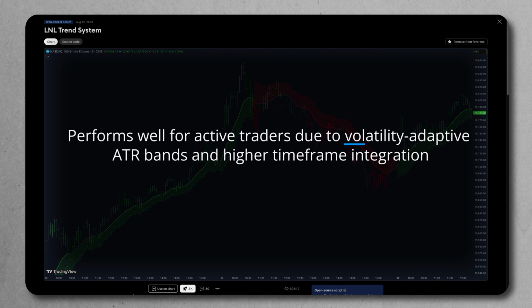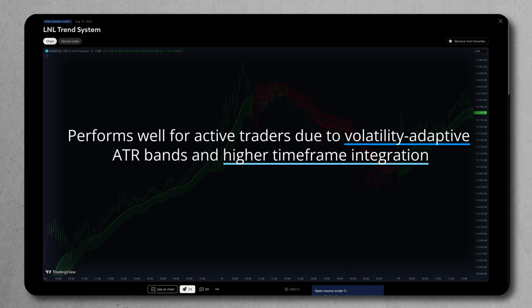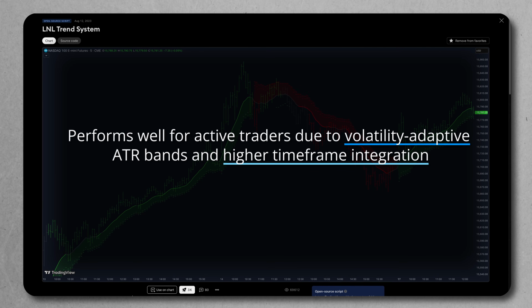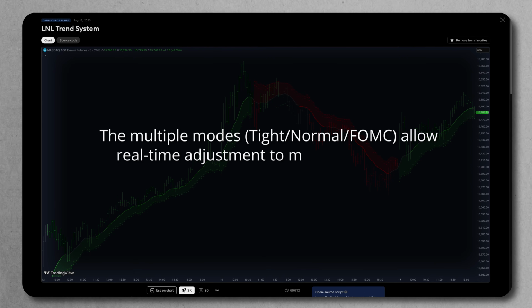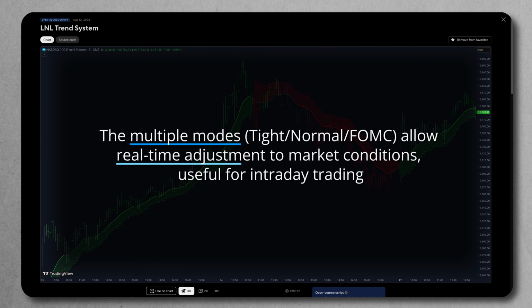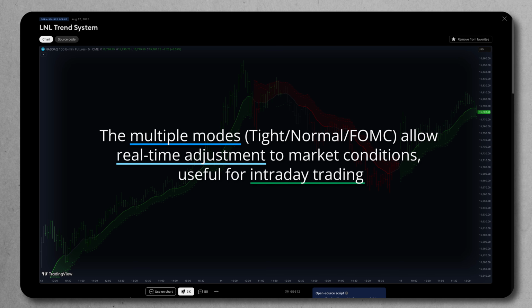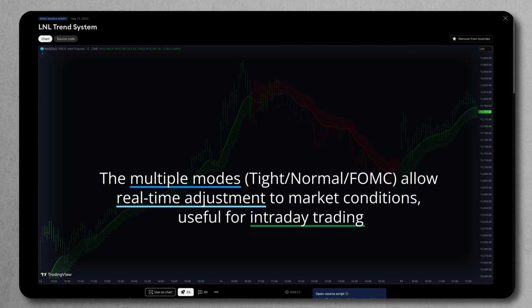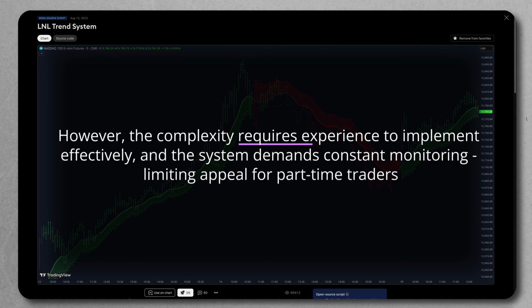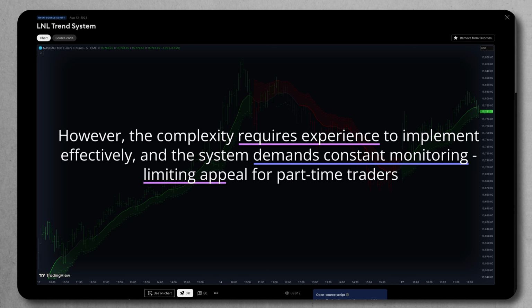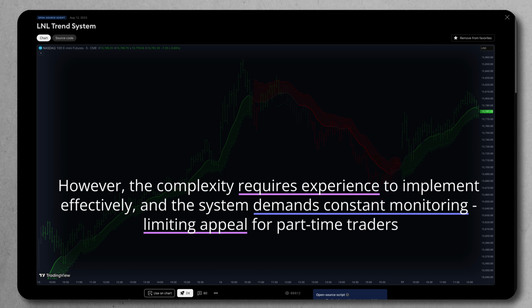It performs well for active traders due to volatility-adaptive ATR bands and higher time frame integration. The multiple modes, tight, normal, FOMC, allow real-time adjustment to market conditions, useful for intraday trading. However, the complexity requires experience to implement effectively, and the system demands constant monitoring, limiting appeal for part-time traders.